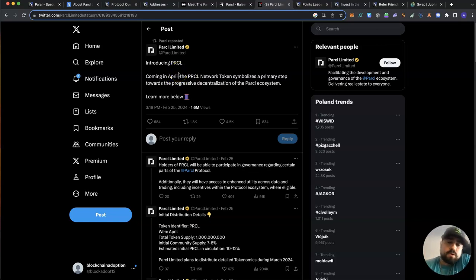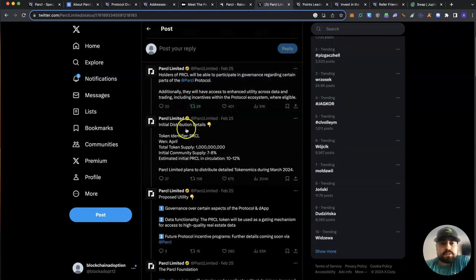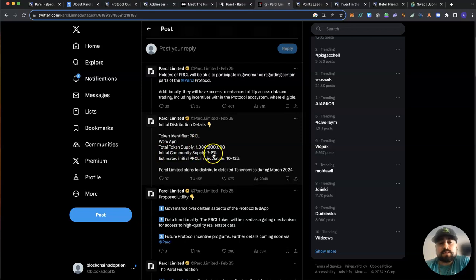So right here, Parcl, they came out and announced just the other day their token PRCL. So this is going to be a governance token. They will have a total supply of 1 billion tokens, and the initial supply for the community, which is giving basically the people that are the early users, is 7 to 8%, and then initial supply total is 10 to 12%. So this full billion doesn't get released all at once. Just this essentially 20% is circulating.